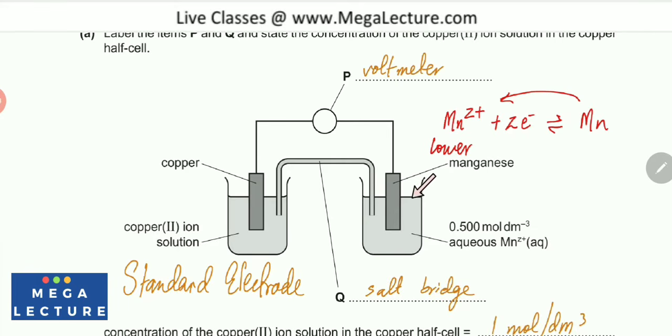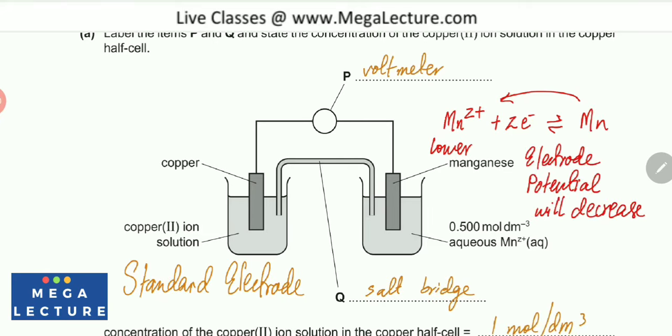And this right-hand electrode, this Mn plus Mn electrode, its potential would become lower because more electrons are going to be produced. It's going to become more negative. So the electrode potential is going to become lesser and lesser. It's going to decrease.